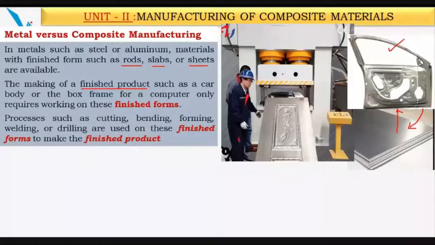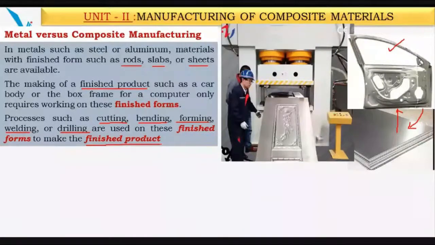The making of finished products such as a car body or the box frame of a computer requires only these finished forms, meaning we directly work on these sheets to get the finished products. Processes such as cutting, bending, forming, welding, maybe drilling will convert these sheets, rods or slabs into finished products.